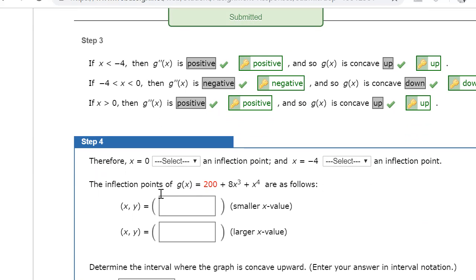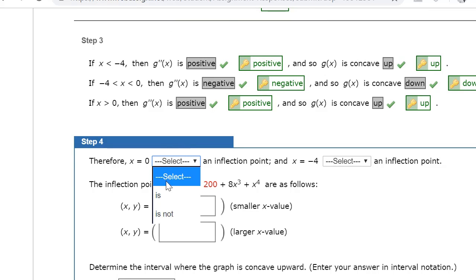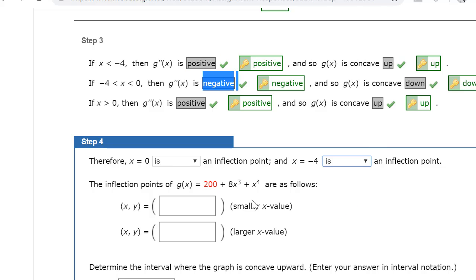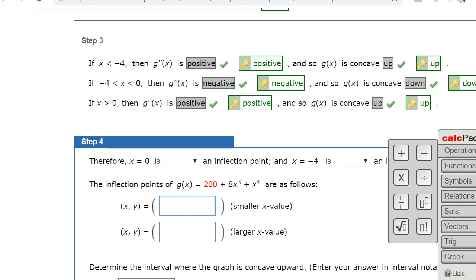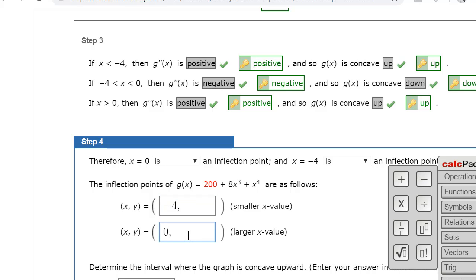And so now we can figure out our changes in concavity. 0 is an inflection point because it goes from negative to a positive, and so negative to a positive will be an inflection point. And negative 4 goes from a positive to a negative, so that is also an inflection point. So the inflection points are as follows. The smaller inflection point here is negative 4, comma, and then 0, comma. 0 is just going to be 200.